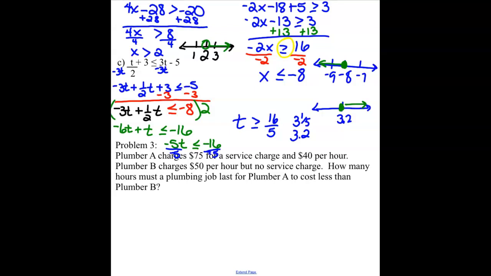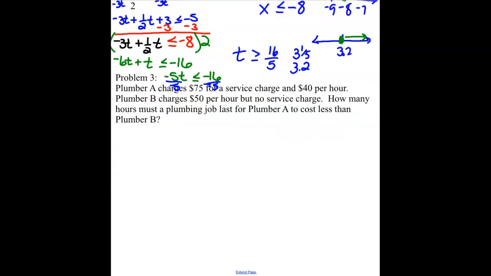All right, moving on. We have problem 3 here. It says a plumber A charges $75 for a service charge and $40 per hour. Plumber B charges $50 per hour but no service charge. How many hours must a plumbing job last for plumber A to cost less than plumber B? All right, so our question right here, we want plumber A to be less than plumber B.